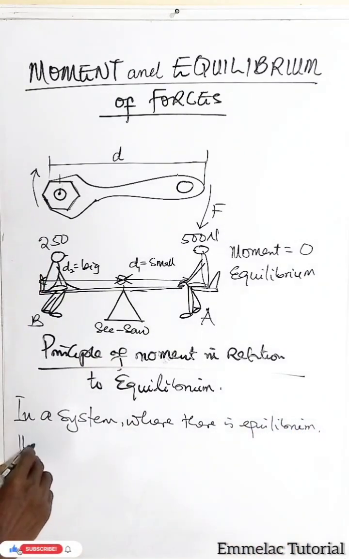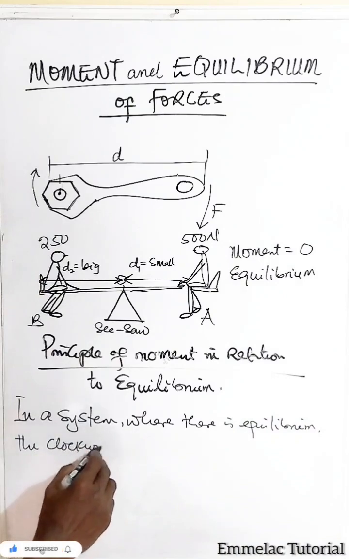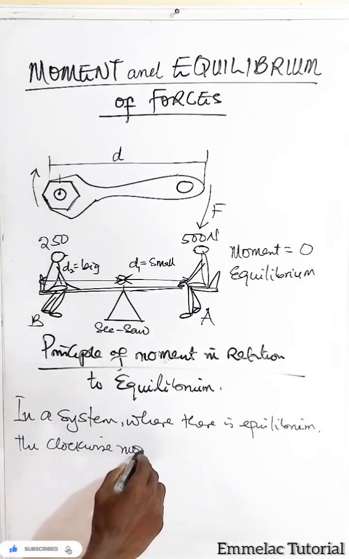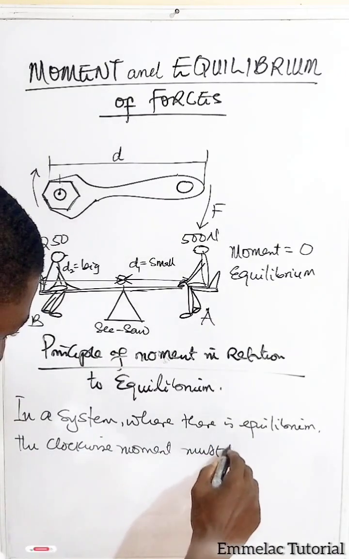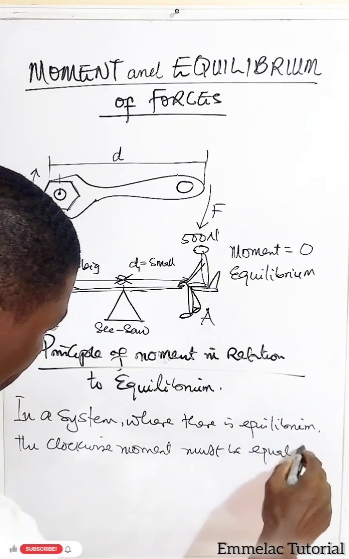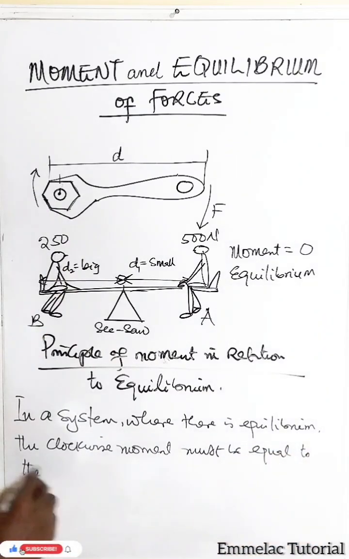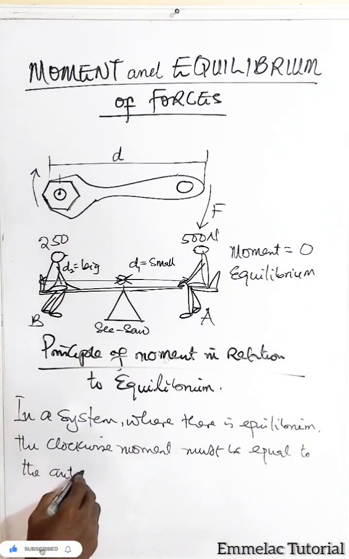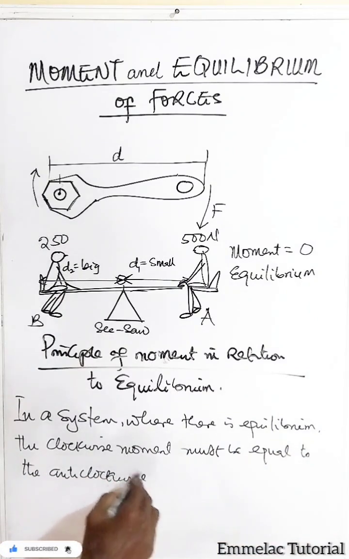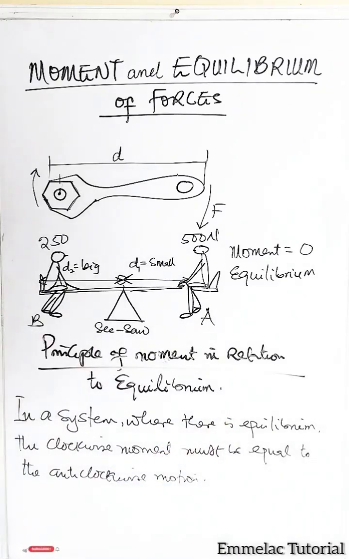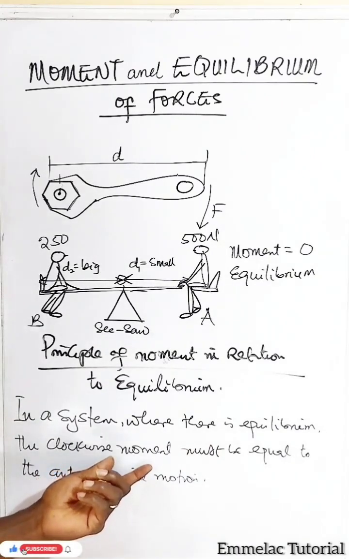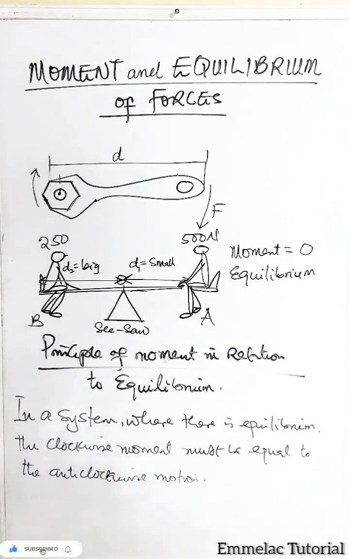Now, the clockwise moment must be equal to the anti-clockwise moment. Okay, so in this case now, it implies that when the moment of a system is zero, there we have what we call equilibrium.